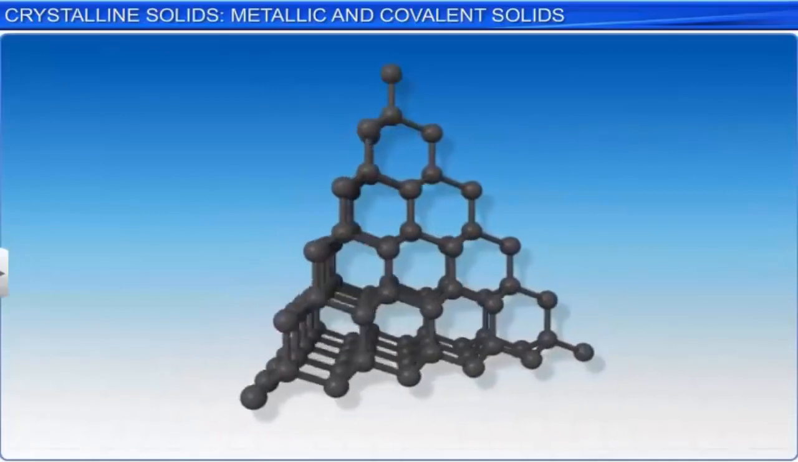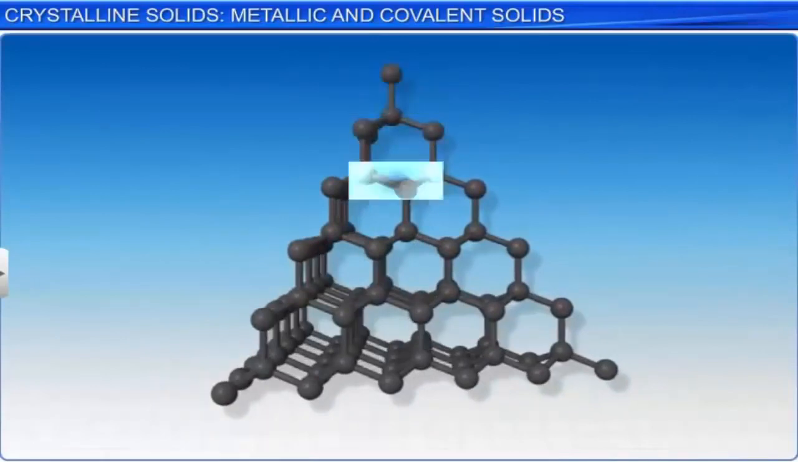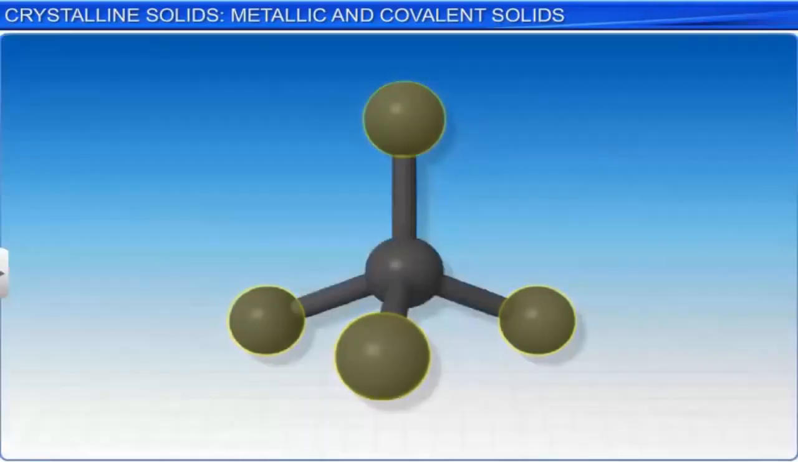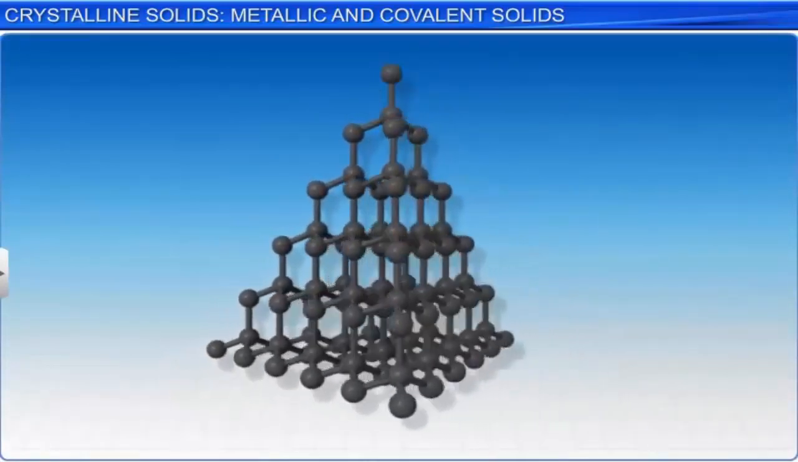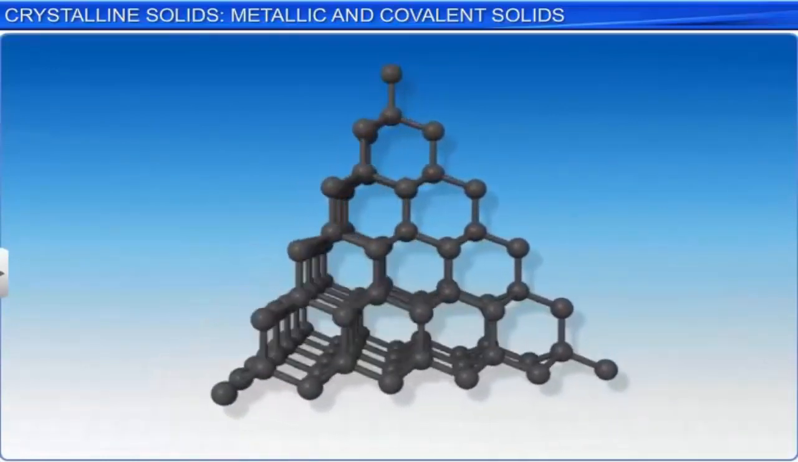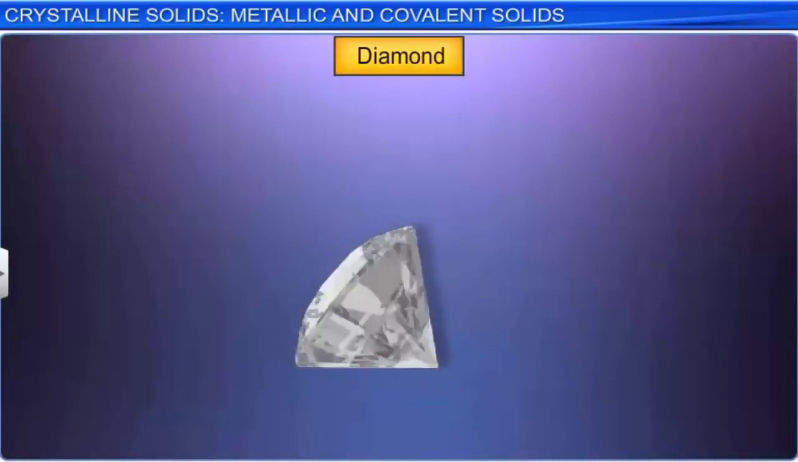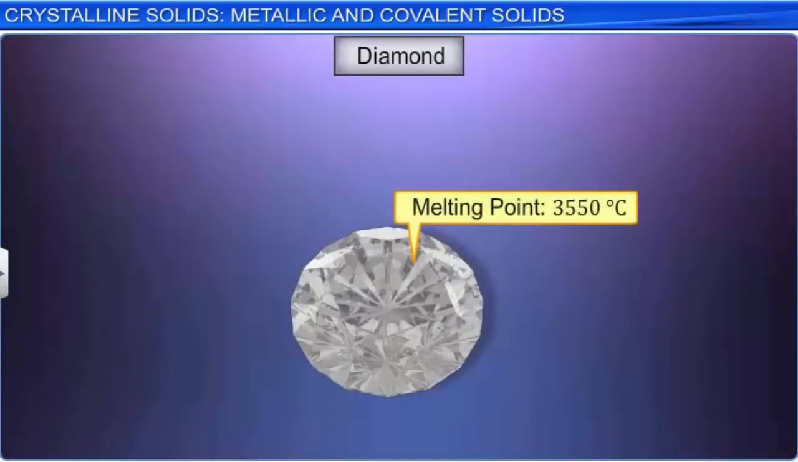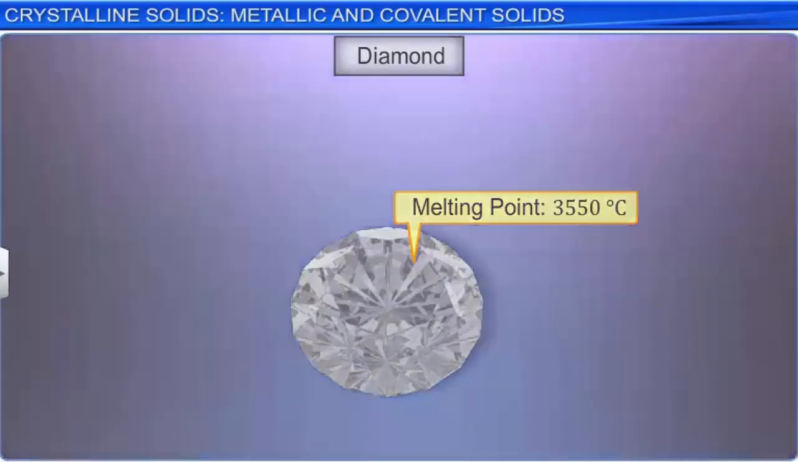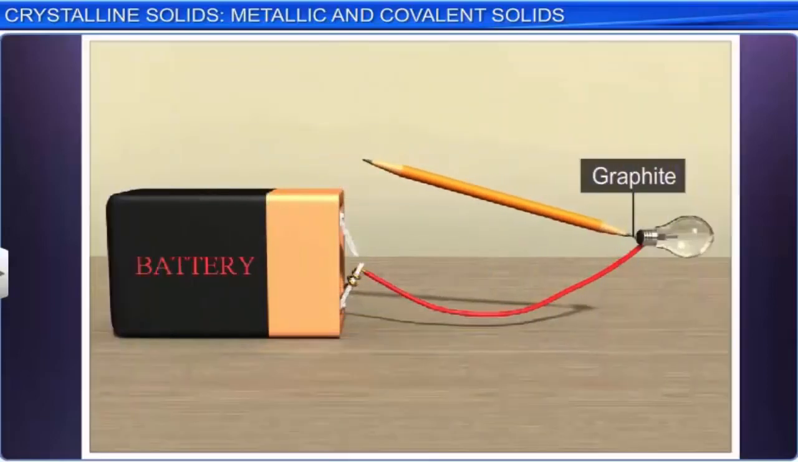In diamond, each carbon atom is bonded tetrahedrally to 4 other carbon atoms. Thus, a regular tetrahedral arrangement of carbon atoms bonded to one another in a 3-dimensional manner forms a network, resulting in a rigid giant molecule. Note that diamond is the hardest substance known and has a melting point of 3550 degrees Celsius. On the other hand, graphite is an exceptionally good conductor of electricity and is extremely soft.